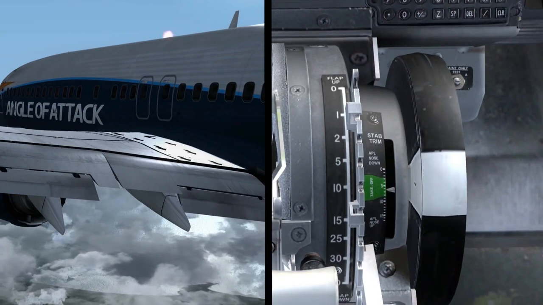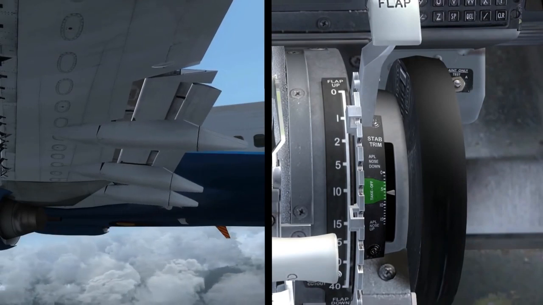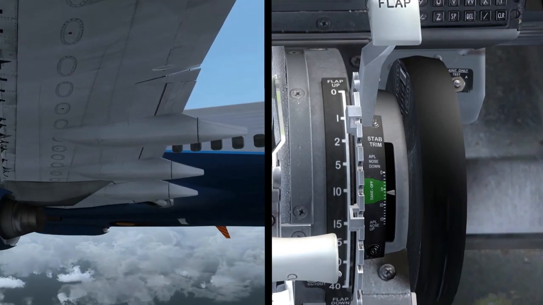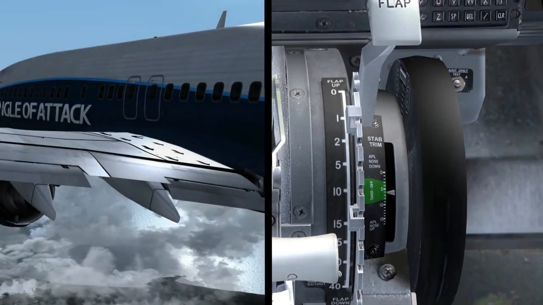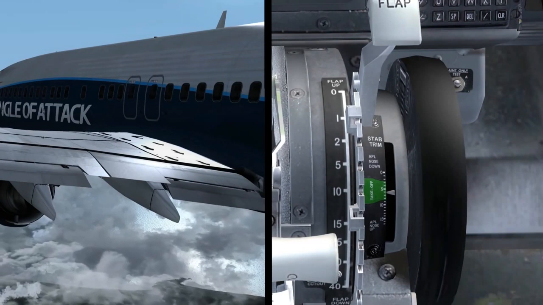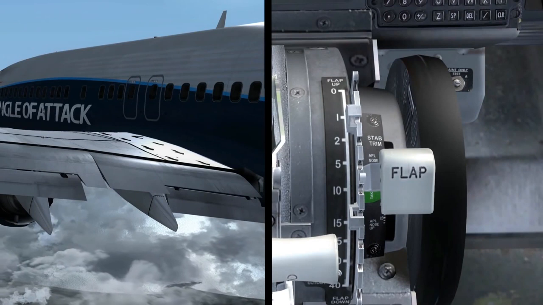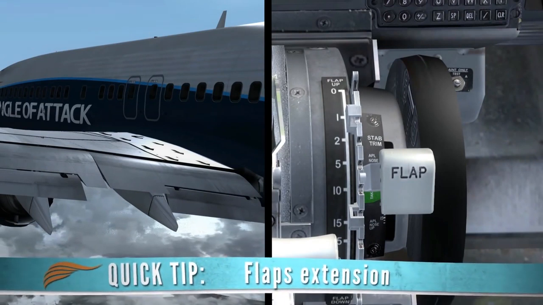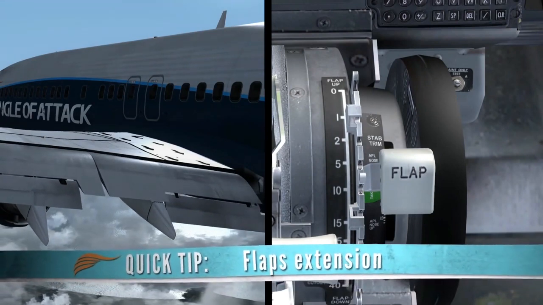When the flap lever is placed in the up position, all trailing edge flaps, leading edge flaps, and leading edge slats are retracted to their normal up position. When the lever is moved from its up detent into any of the other detents, the trailing edge flaps are commanded to the respective position. It takes approximately 38 seconds for the trailing edge flaps to fully extend during normal operation.